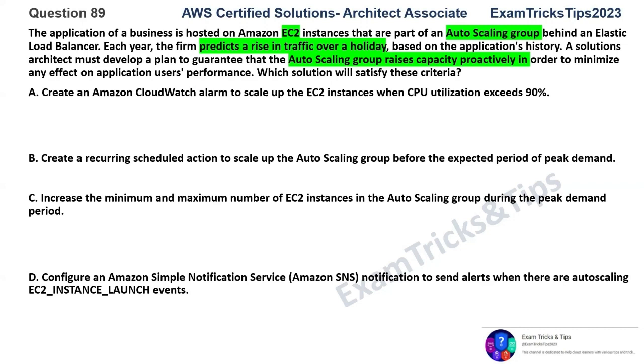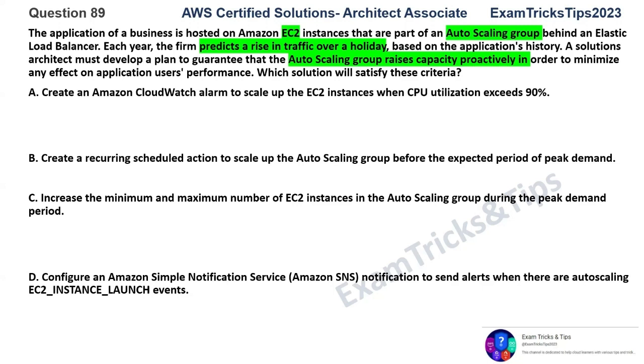That one looks like an incorrect option to me. It says increase the minimum and maximum number of EC2 instances in the auto-scaling group during the peak demand. Now, when you increase the minimum and maximum number of the auto scaling group, that is still relying on the auto scaling group to react to the increased traffic, which may result in performance degradation before the instances are launched. So this doesn't look like a correct option to me.